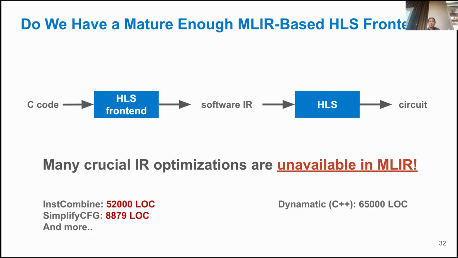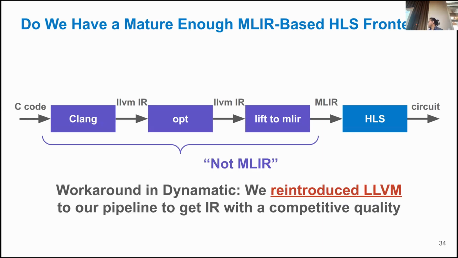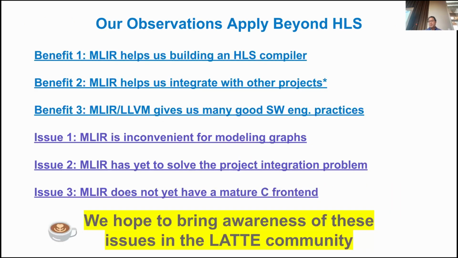To give you some examples, we have InstCombine and SimplifyCFG, these super complicated LLVM passes that are larger than the code base of Dynamatic itself. We want to get the benefit from them, but we cannot maintain them because it's still complicated. As a result, if you look at our compiler pipeline, you will see that in the end, we reintroduced LLVM to our pipeline to ensure that we have a competitive quality IR, which is something that we aimed to avoid in the first place when we first moved to MLIR 3 years ago.